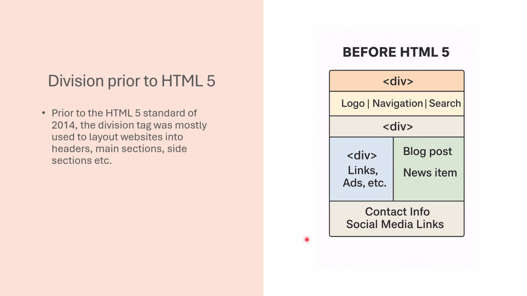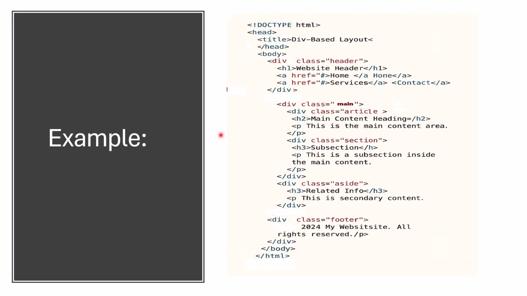So an example of a div tag being used to set up layouts is the following sort of website here. We might have headers here. So we might use this division tag, and then we might put all the links that we need. So for the website header, we use a heading here. Then we might have the main. Then here we might put main content.